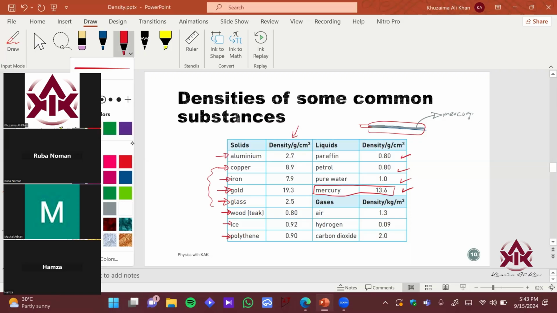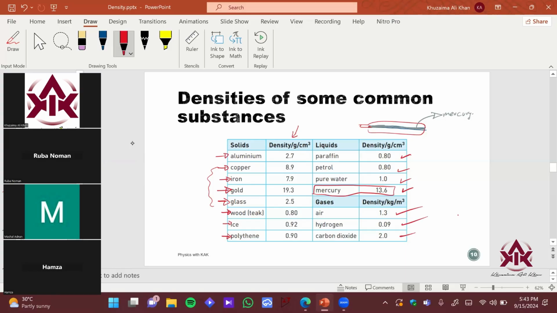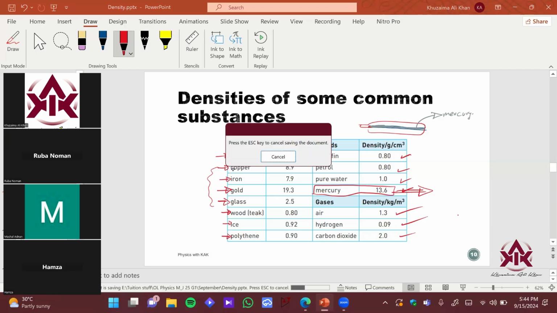Okay. So similarly, air, hydrogen, carbon dioxide. So you should have a rough idea, right? That mercury has the highest density among liquids, okay? If an MCQ pops up in your exam and you have a comparison between mercury and copper, in your exam copper is the most dense. So that would be wrong, right? So you should have a rough estimate of values.